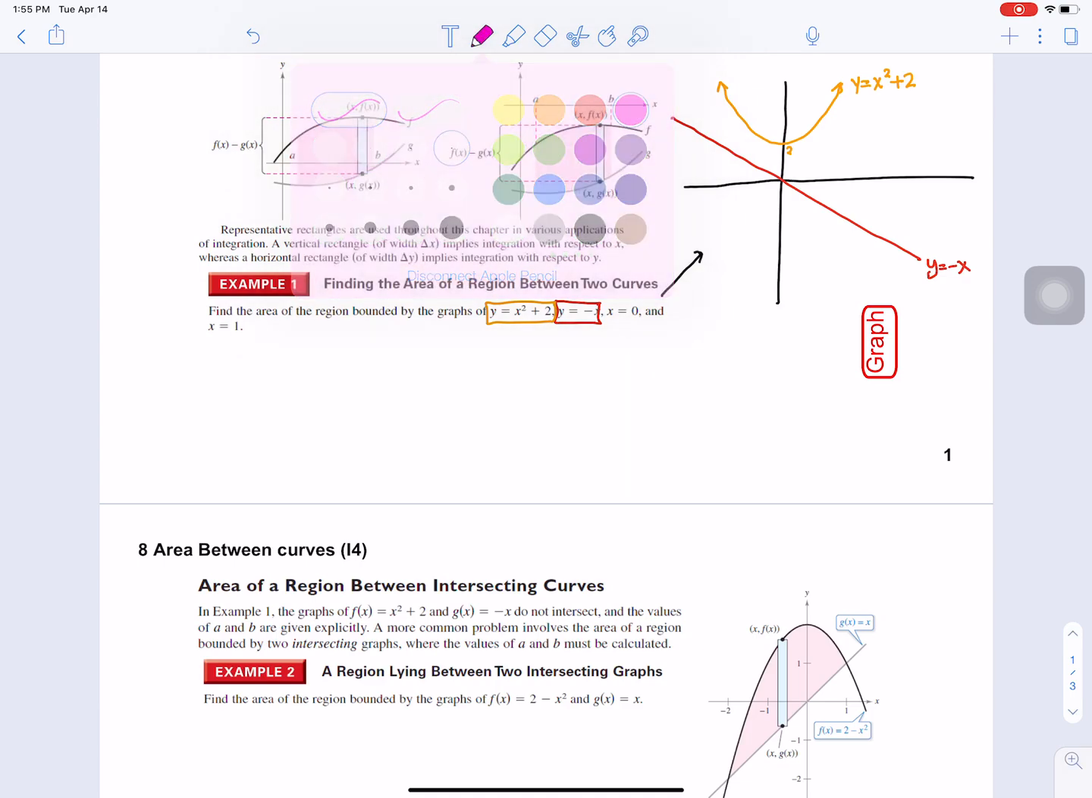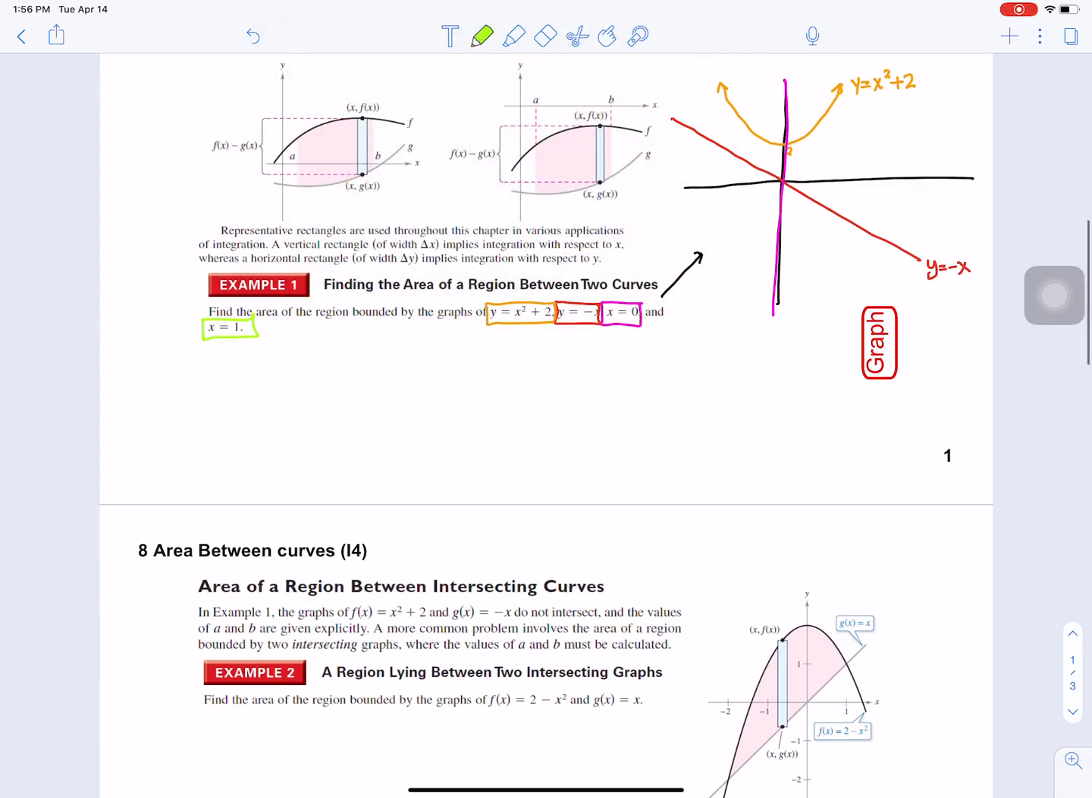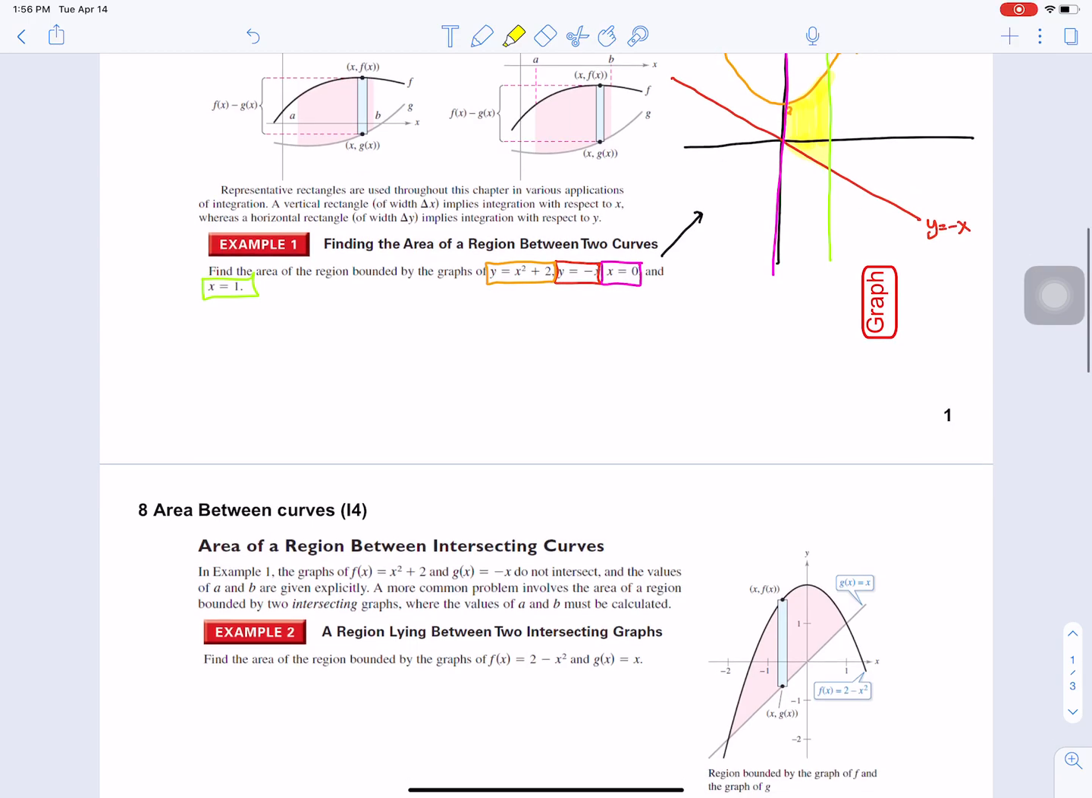They want us to do bounded by x equals 0, which is this vertical line. And they also want us to bound it by x equals 1, which is, let's say here, this bounded line. So we are interested in this yellow area under the curve between the two functions. So let's set it up. We want to ask ourselves, where does the shading start? The shading starts at the pink line, which is x equals 0, and the shading ends at the green line, which is x equals 1.